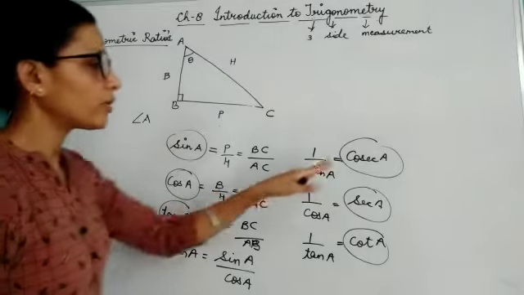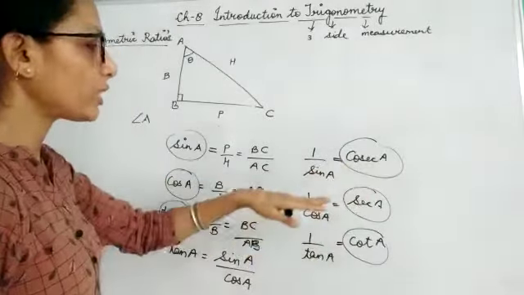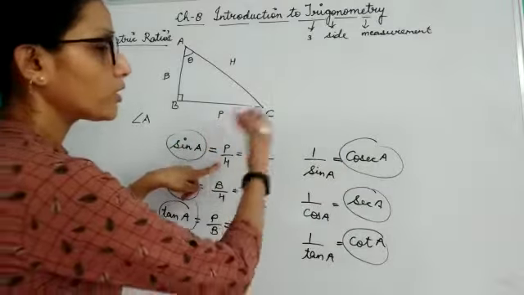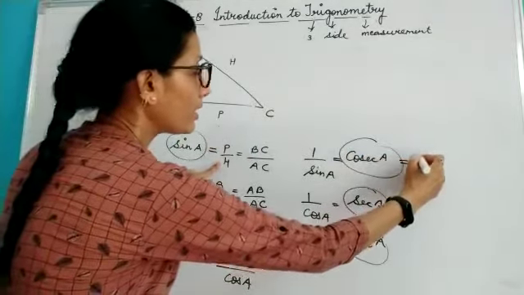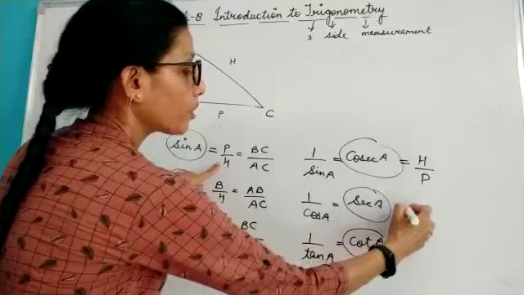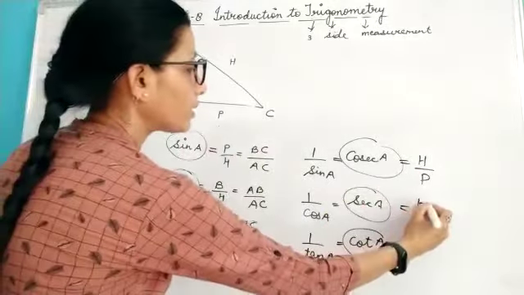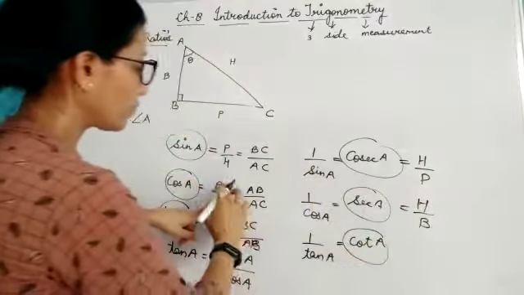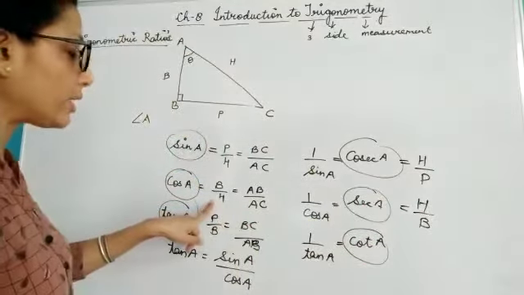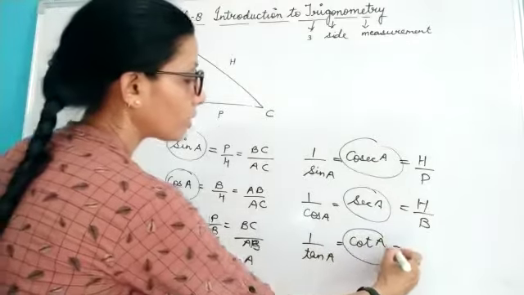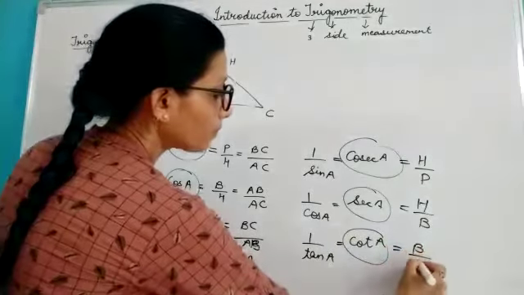Now children, what will be the value of cosec A? Just now I have written sine A equal to P by H. So it is the reciprocal, that means cosec A is H by P. What is sec A? Sec A is reciprocal of cos A, that means H by B. Here it was B by H, that's why I have taken H by B. This is tan A, P by B, so the reciprocal of this will be B by P.